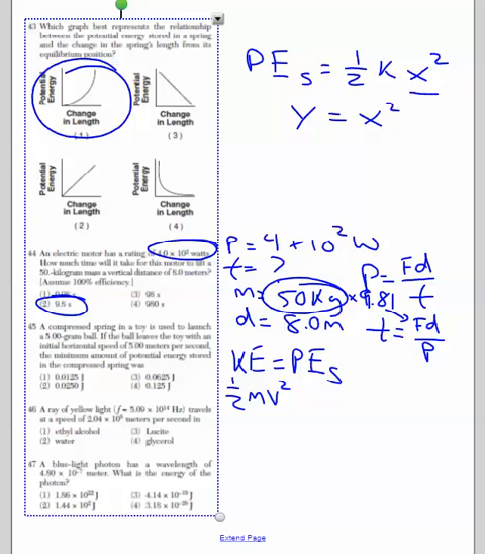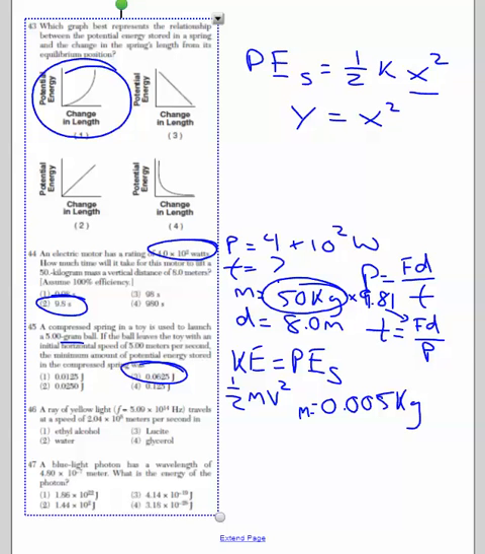And the only thing you've got to be careful of is that this is 5 grams, so that is 0.005 kilograms. So that's the m that you want to plug in. If you go through that process, then you end up getting the 0.0625 joules.